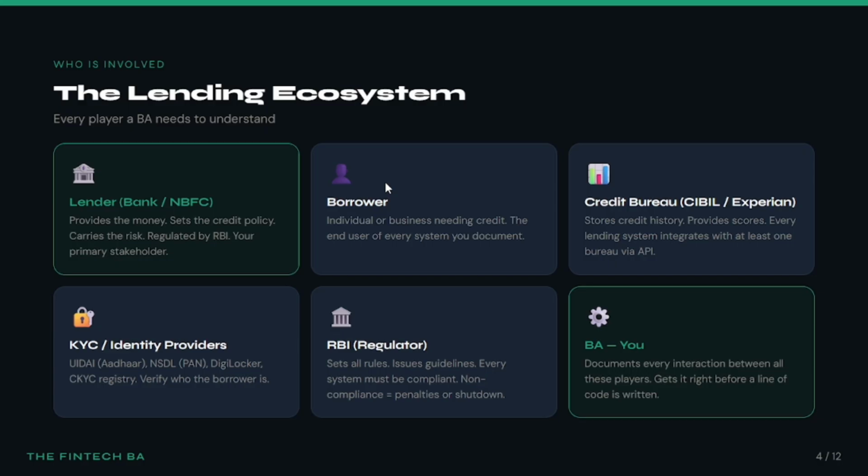Now if I talk about the lending ecosystem, I have mentioned 6 points over here: lender, bank, NBFCs, borrowers. So who are the borrowers? Individuals or businesses needing credit, like they need money, right? Credit bureaus, like CIBIL and Experian. Then we have KYC and identity providers, RBI as the regulator, and BA, meaning you are the BA. So if I talk about the first one, the lender, which is the bank or NBFC.